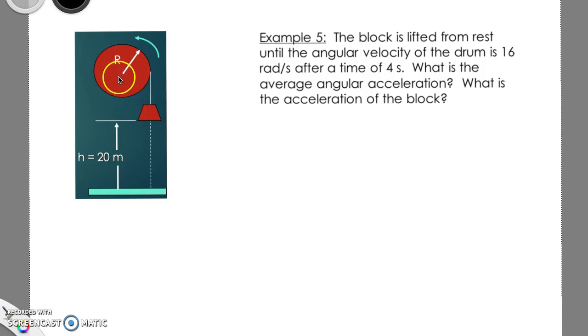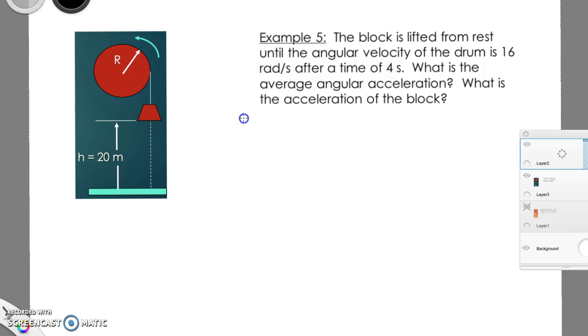Okay, so anyway, here we have another question with the same situation in which we have a block being lifted from rest, and it's going to lift until it has an angular velocity of 16 radians per second. So we have an initial angular velocity of 0 because it started from rest, and then it's lifted until it has an angular velocity of 16 radians per second. This takes a time of 4 seconds. Information not given is the radius. Let's say the radius of the block is 20 centimeters, okay, which would be 0.2 meters.